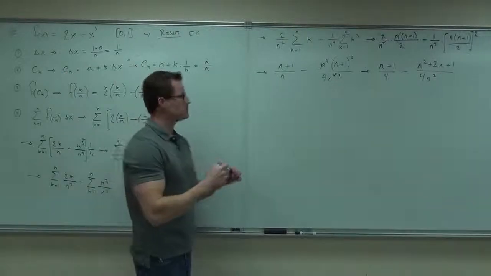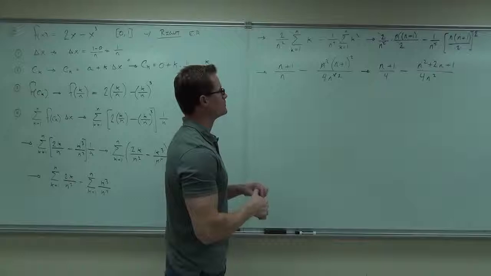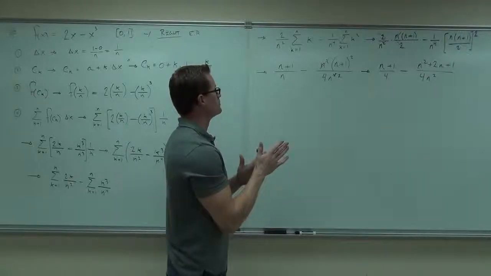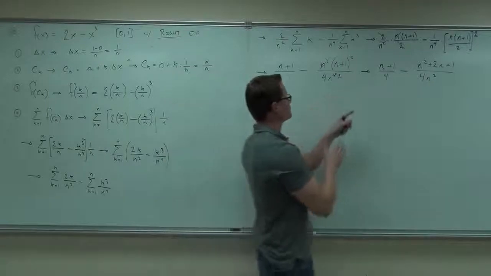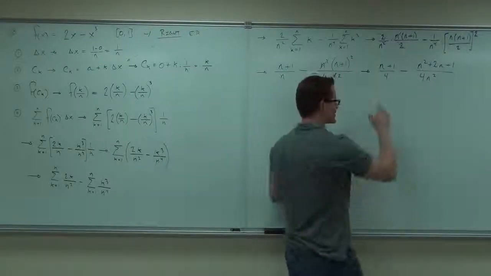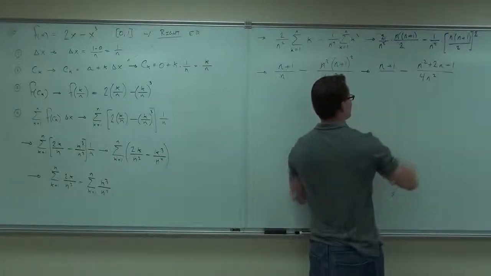Where did the 4 come from? How do you get 4? Why did you get n plus 1 over 4 and not n plus 1 over n? Oh, this one? Yeah. I was testing you. You passed. Okay. That's 2.